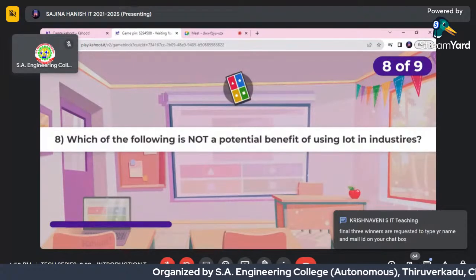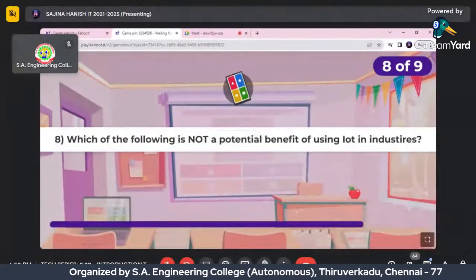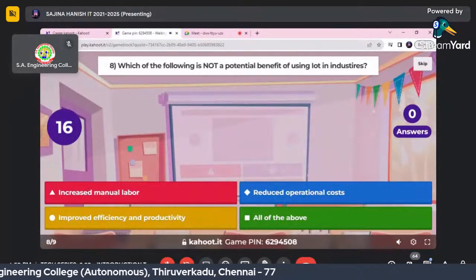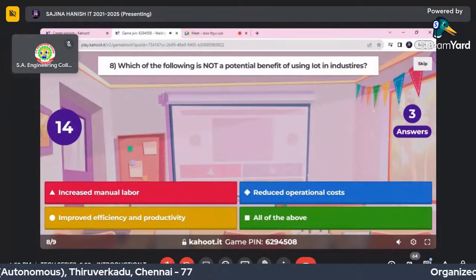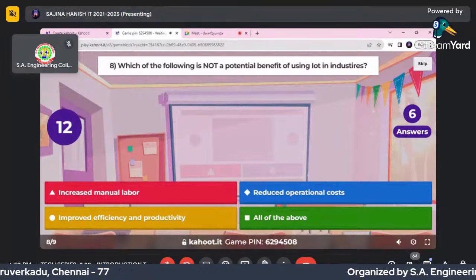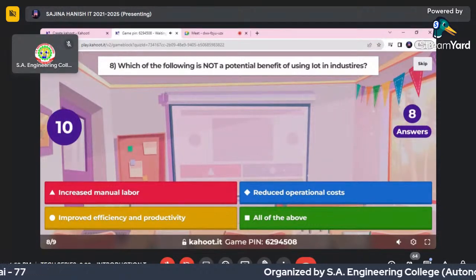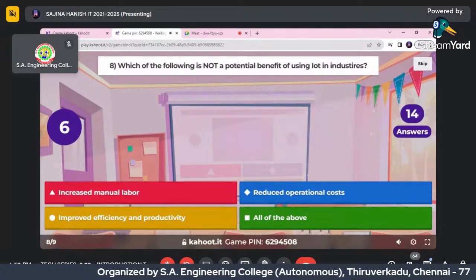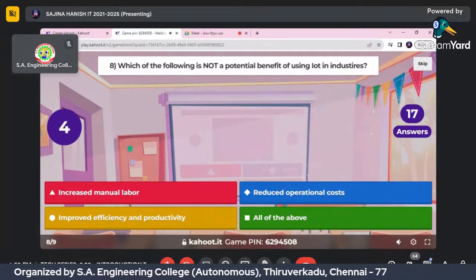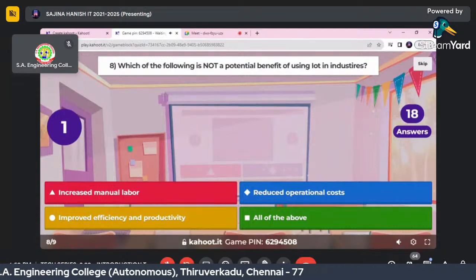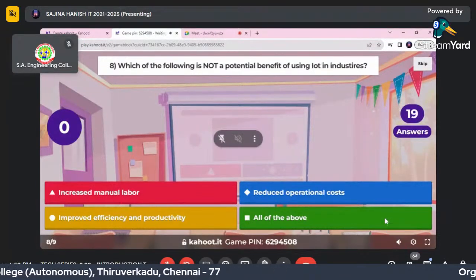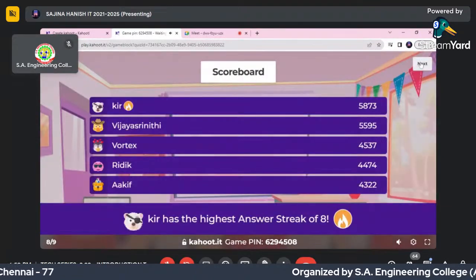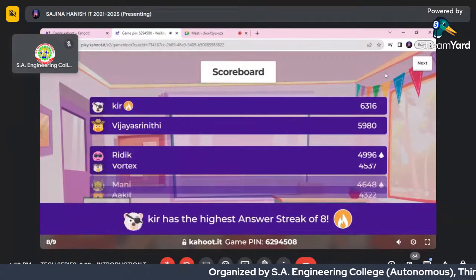Which of the following is not a potential benefit of using IoT in industries? Increased manual labor, reduced operational costs, improved efficiency and productivity, all of the above. Five right answers. Kheer still in the first place.